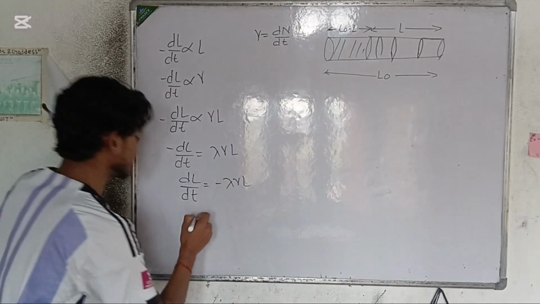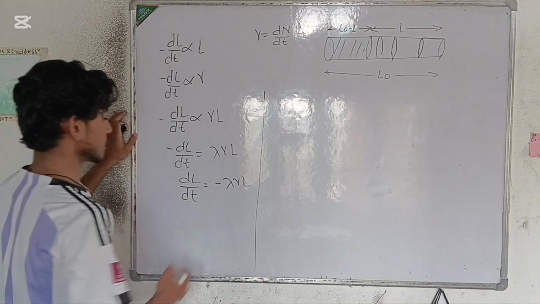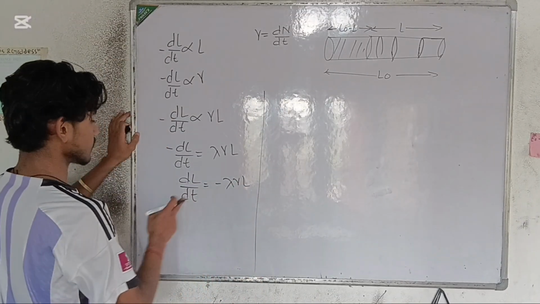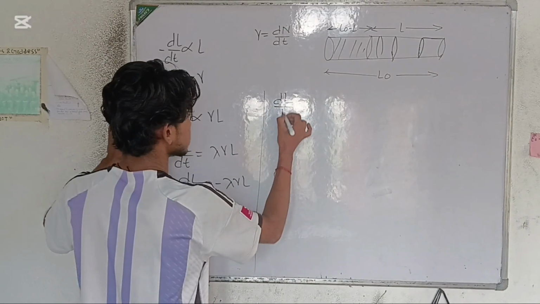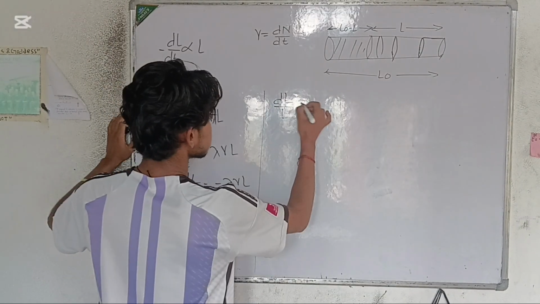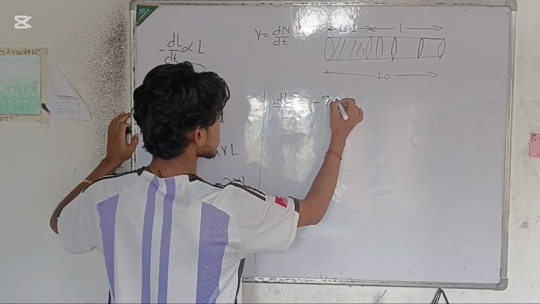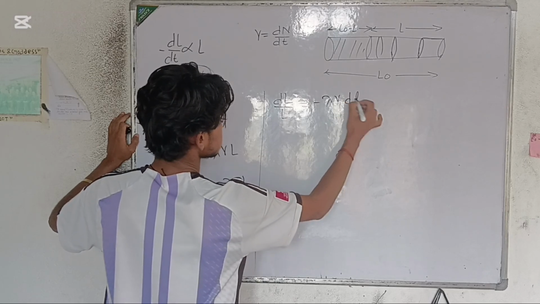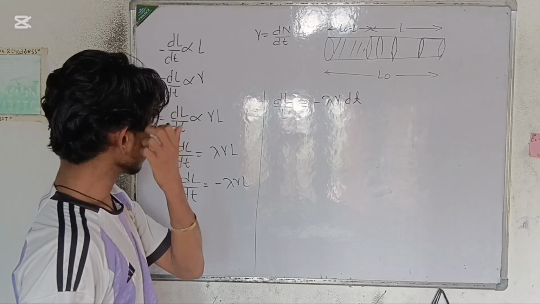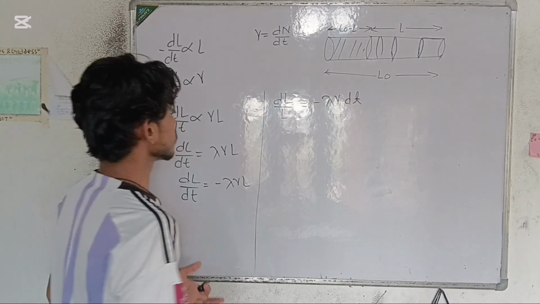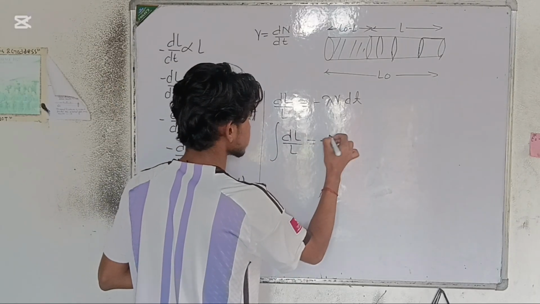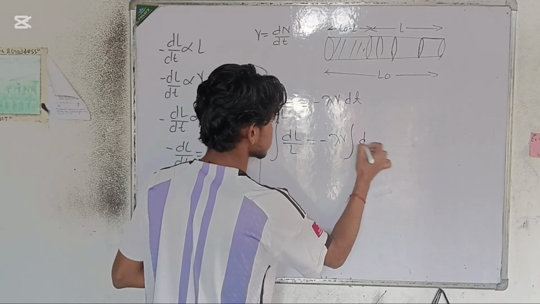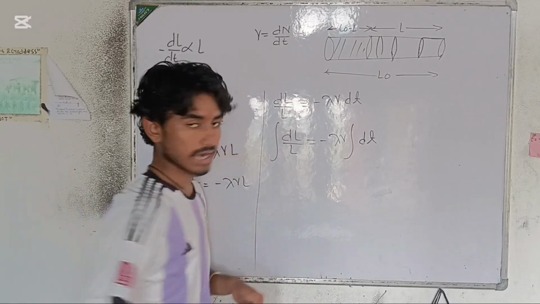Now we have to write this in terms of length. If you take this L over here and dt over there, it is going to be dL over L is minus lambda r dt. For the whole phenomena, we have to integrate dL over L and minus lambda r integration of dt, and you have to take limits.